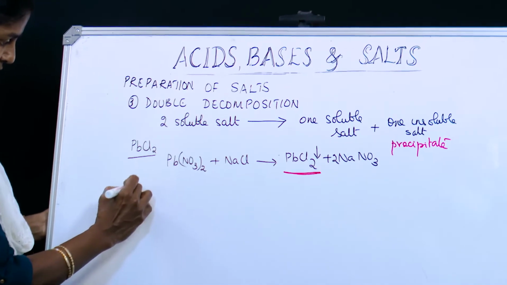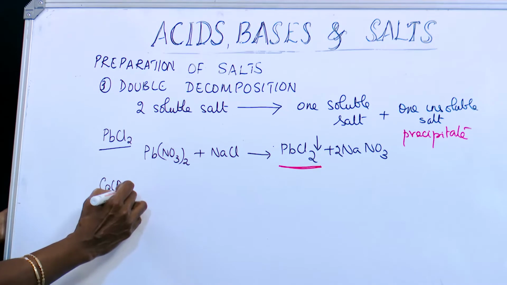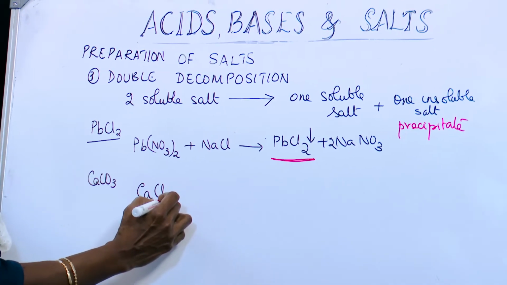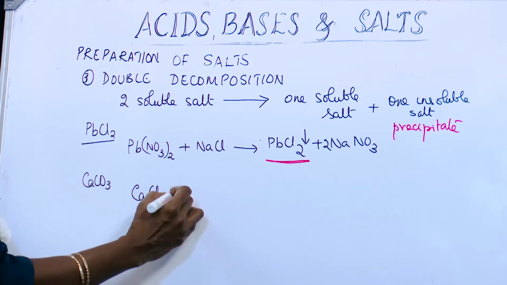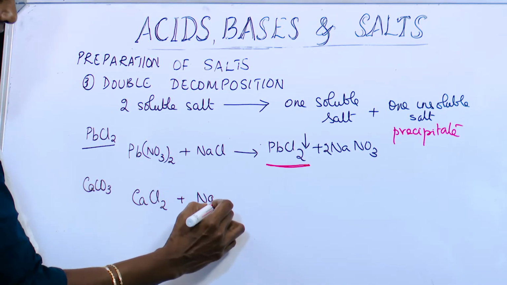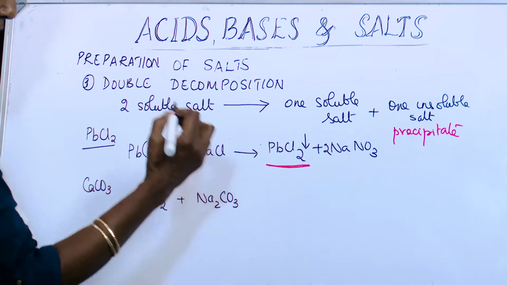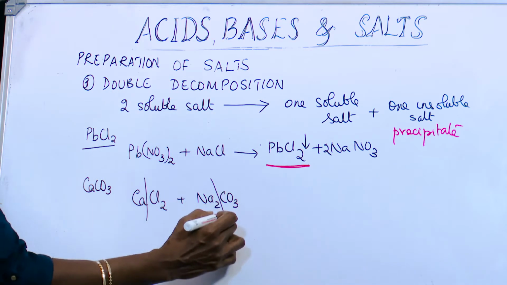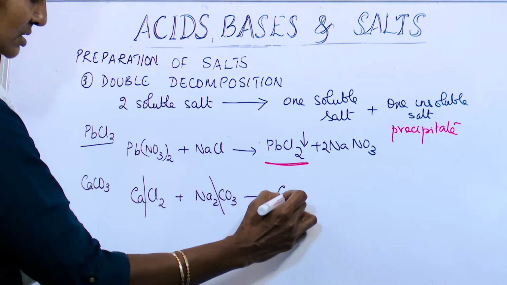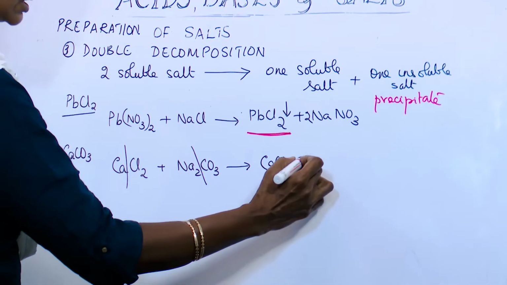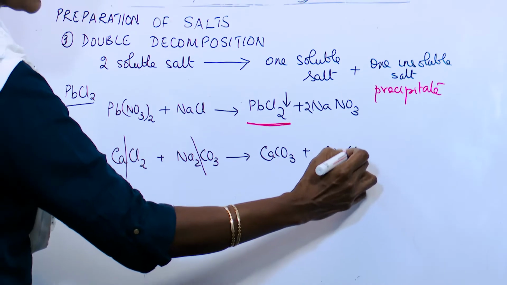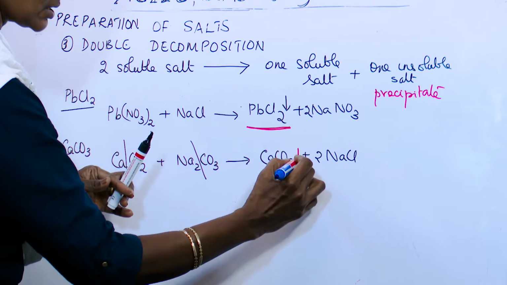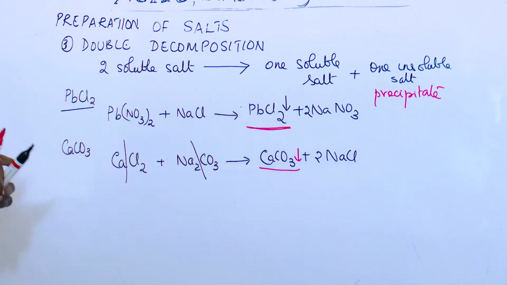Similarly, we can also prepare calcium carbonate. How do you prepare this? Calcium chloride is soluble. Sodium carbonate, all carbonates of sodium and potassium are soluble. Again, you break them down like this. So you get calcium carbonate and sodium chloride. This is soluble, this is insoluble precipitate.